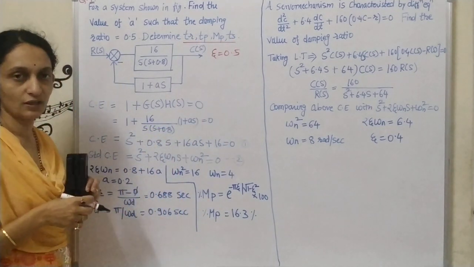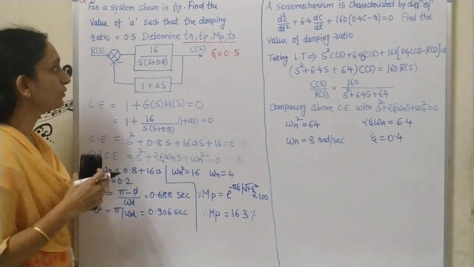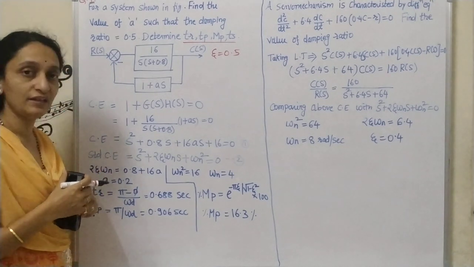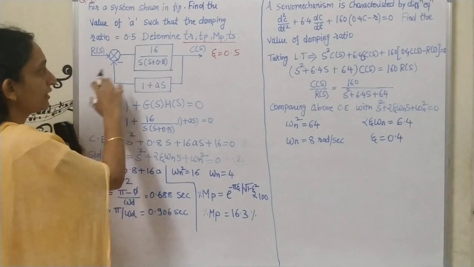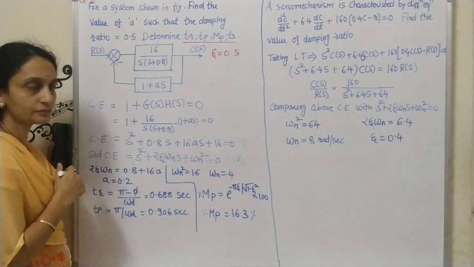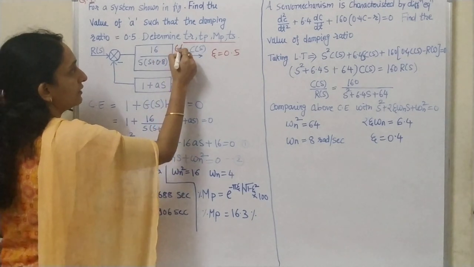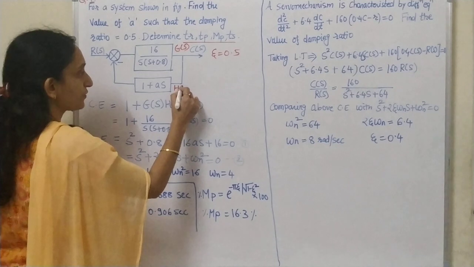Before solving all these numericals, you have to remember the formulas of TR, TP, MP and TS. Then only you can solve the numerical. Here the block diagram is given. In this block diagram, this block is nothing but the forward path gain G of S, and this is H of S.